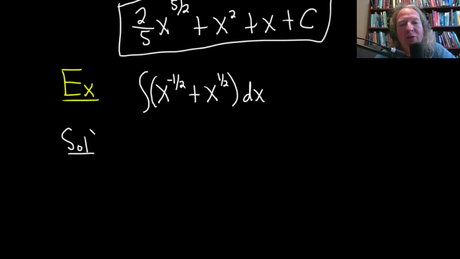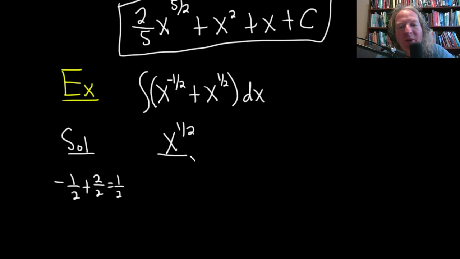Solution. So we're going to add 1 to negative 1 half. So that's going to be negative 1 half plus 1, which is really negative 1 half plus 2 halves, which is 1 half. So it'll be x to the 1 half divided by 1 half, plus, same thing here, we have a 1 half. We're adding 1. So it's 1 half plus 2 halves, which is 3 halves.